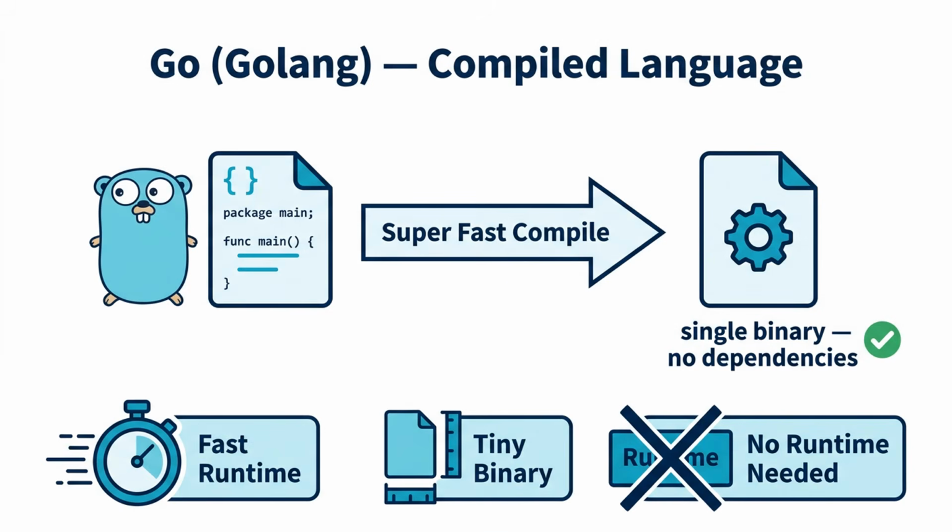Go, also known as Golang, was built by Google, and it's a compiled language that's designed to be both fast and easy to write. Go compiles incredibly quickly, we're talking milliseconds, and produces a single self-contained binary. No runtime dependencies, no need for anything extra to be installed. You compile your Go program and you ship one binary file that just works. This makes Go extremely popular for building cloud infrastructure, command line tools, and high-performance servers.